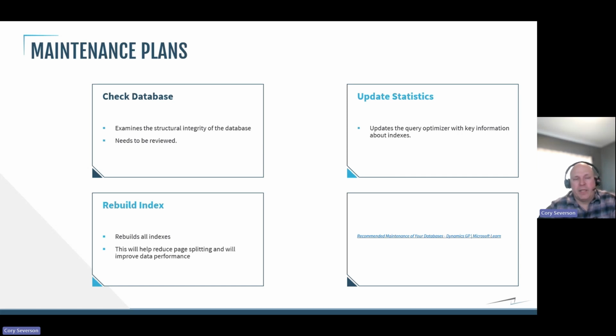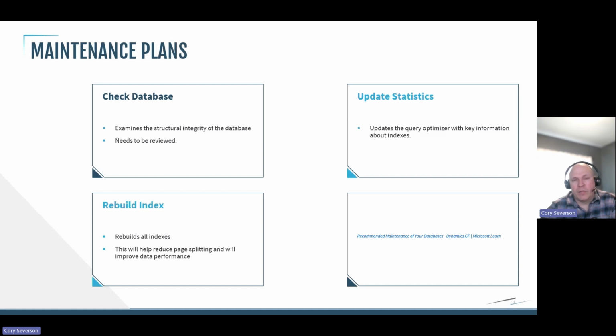All right, for the maintenance plans, this is what helps GP run optimally and as efficiently as possible. In the bottom right box, you'll notice that there is a link inside that box that describes all these other three boxes that I'm just going to go over really quickly: the check database, rebuild index, and update statistics. Check database examines the structural integrity of the database and then creates a log of it. So you're going to want to review it if you're running it.